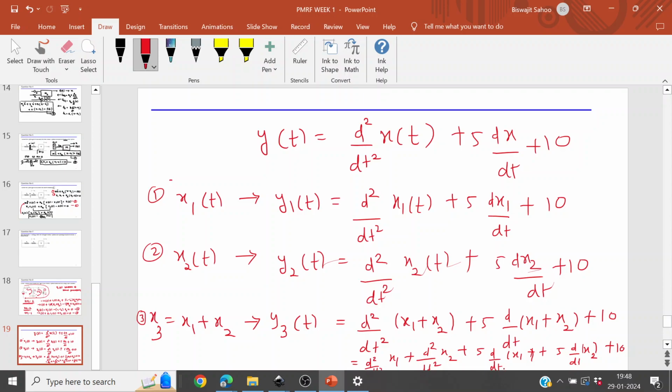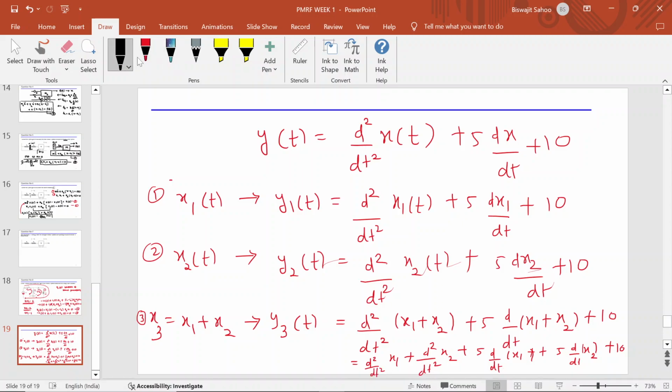Yes, sir. Now, if you add these two right hand side equations, 1 and 2, this term is similar to this term, and this term is similar to this term. But here, if you add, 10 plus 10 is 20, right, sir? Yes, sir. But your output is 10. So definitely it is not satisfying your superposition theorem.